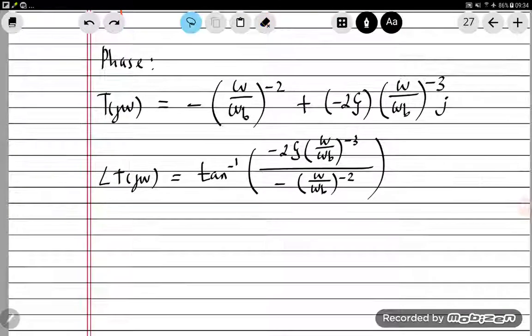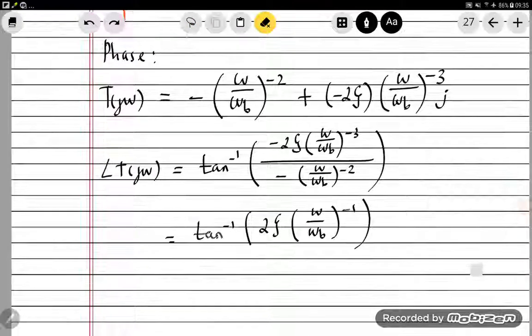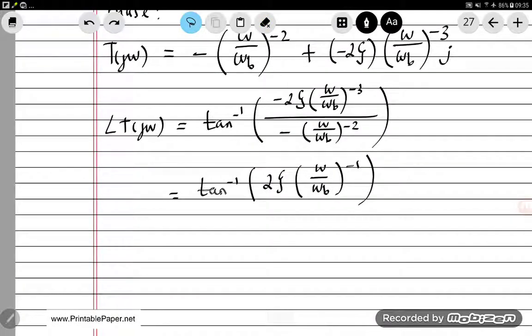And we can simplify this a little bit. If we do that, those negatives cancel, so we're left with 2ζ, and we're left with one of the ω over ω_b's. Now, as ω gets much larger than ω_b, then of course this will tend towards infinity.